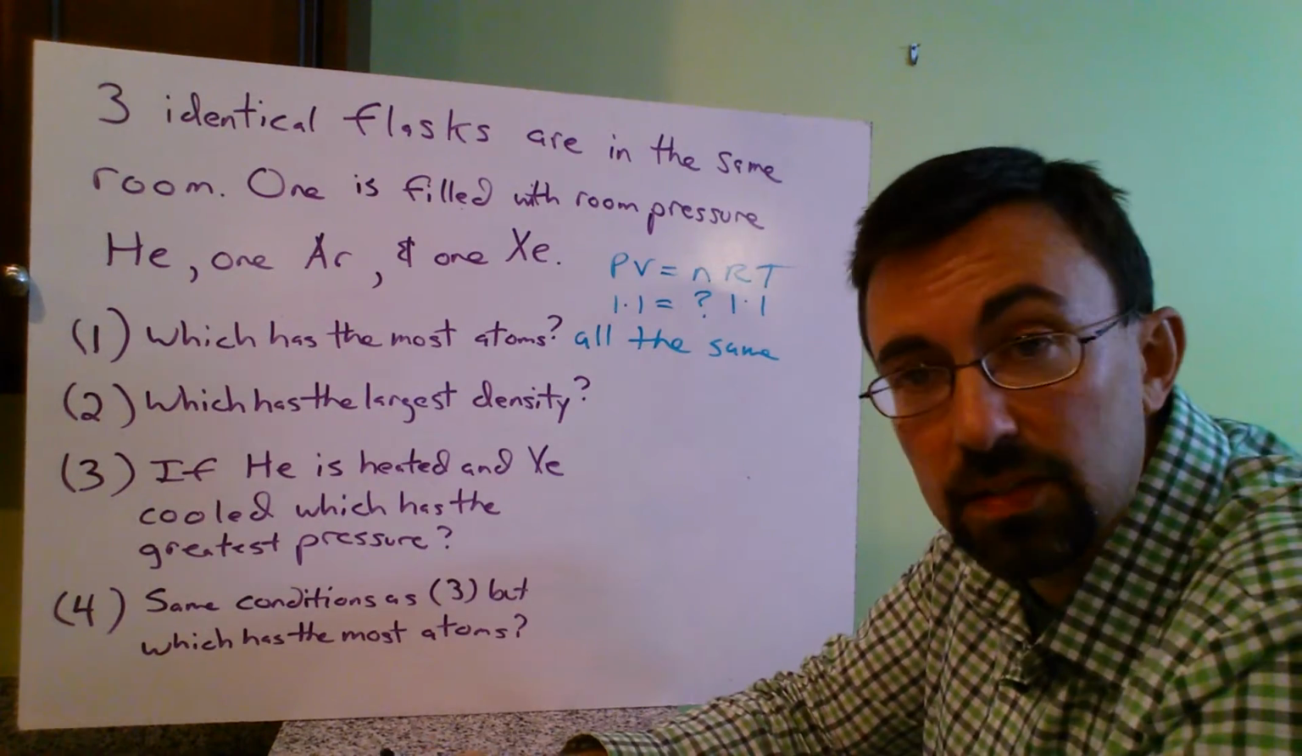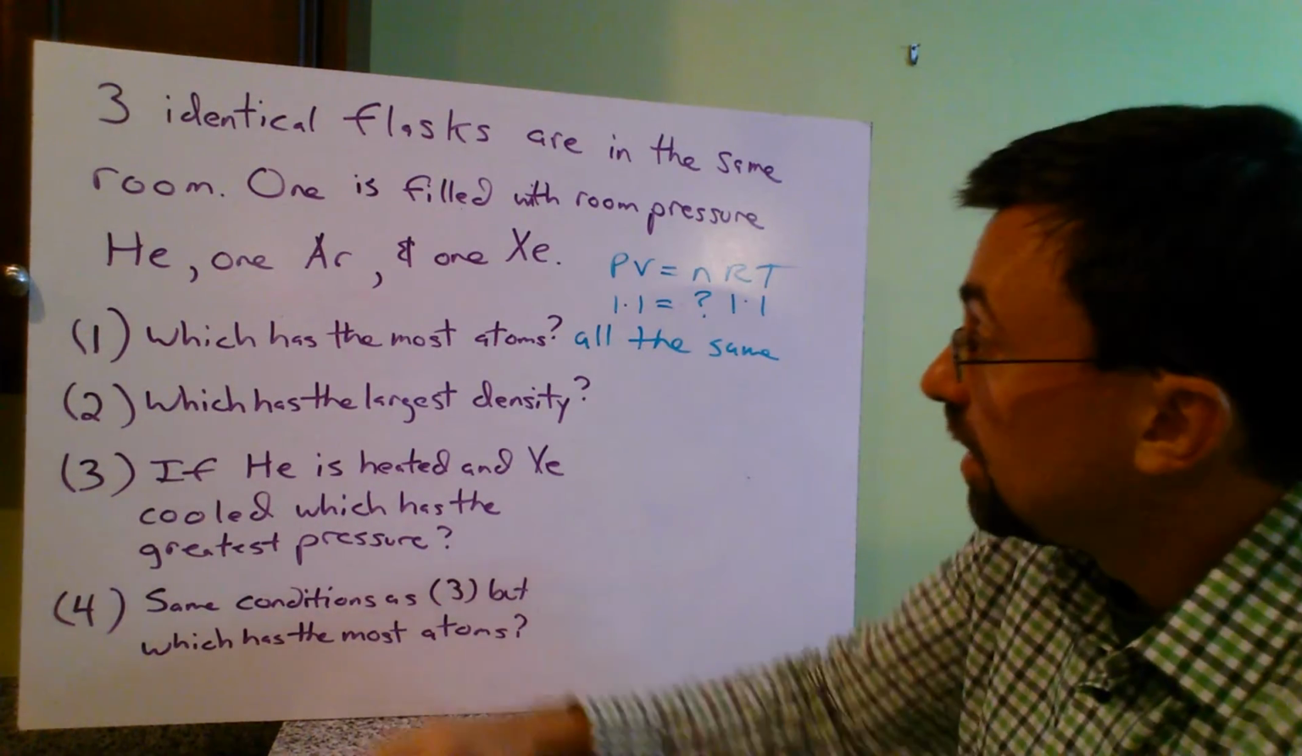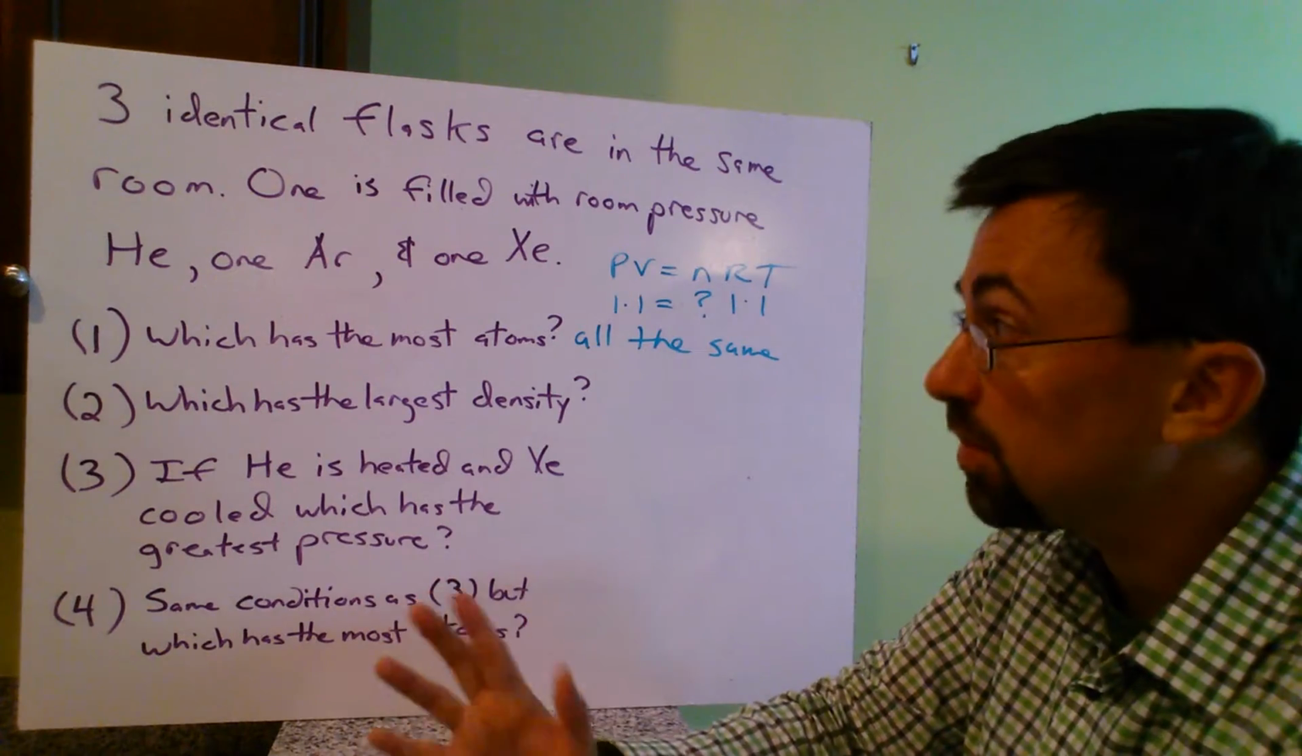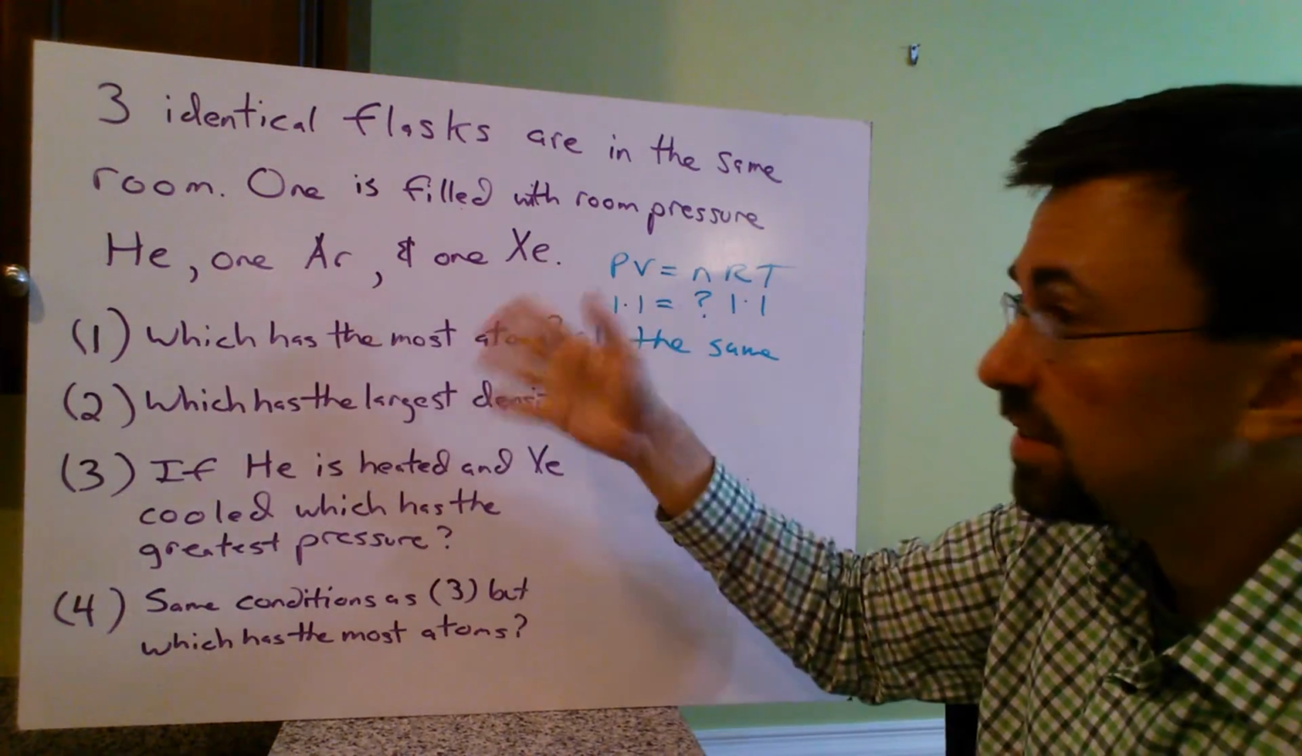It's one of those odd things that falls out of the ideal gas law you might not think about. Which has the largest density? Well, this relates to formula weight. Helium's 4, argon I think is 40, xenon's 100 something.